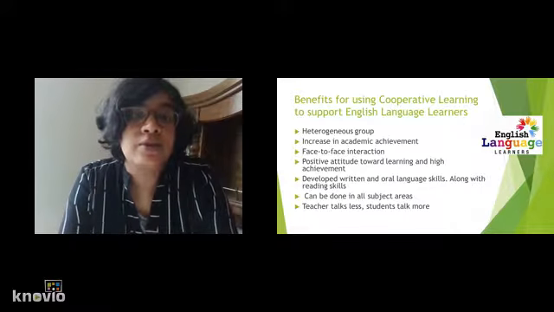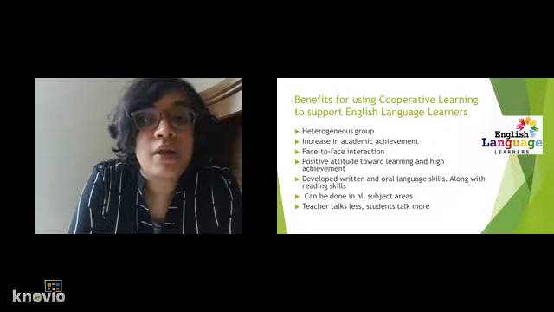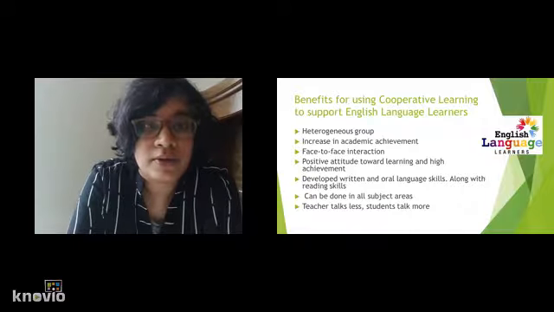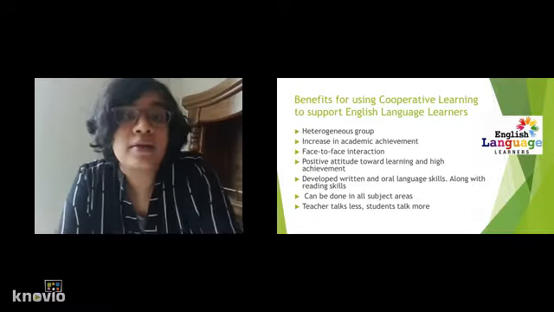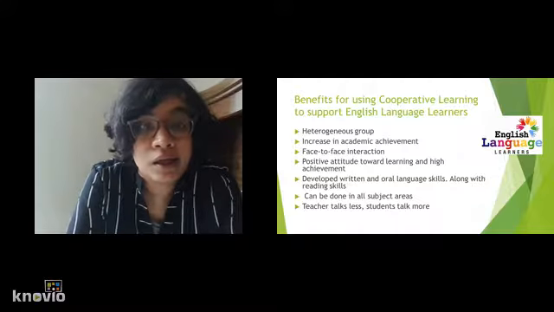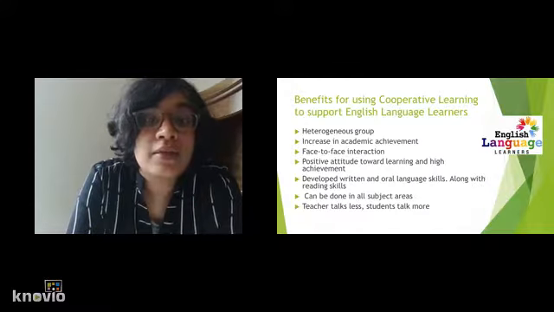With our heterogeneous groups, there are mixed abilities and mixed skills. Oftentimes, I have seen ELL students grouped only with other ELL students or grouped with special education students. It increases academic achievement. Everyone must understand the content and understand the answers. There's face-to-face interaction. This is a chance for ELL students to develop language and content skills through deep conversation.